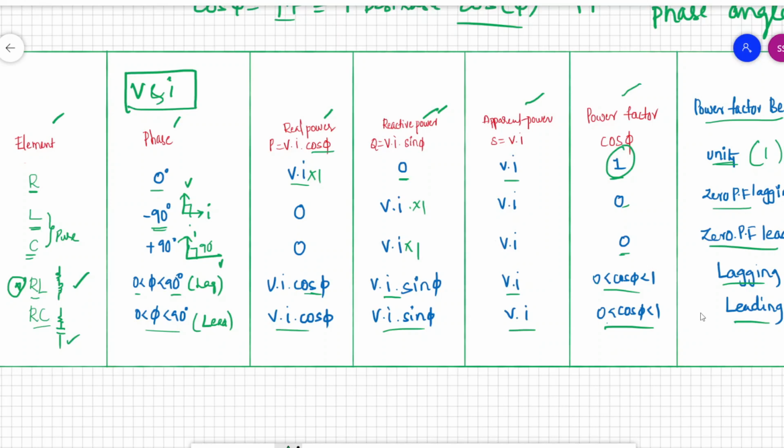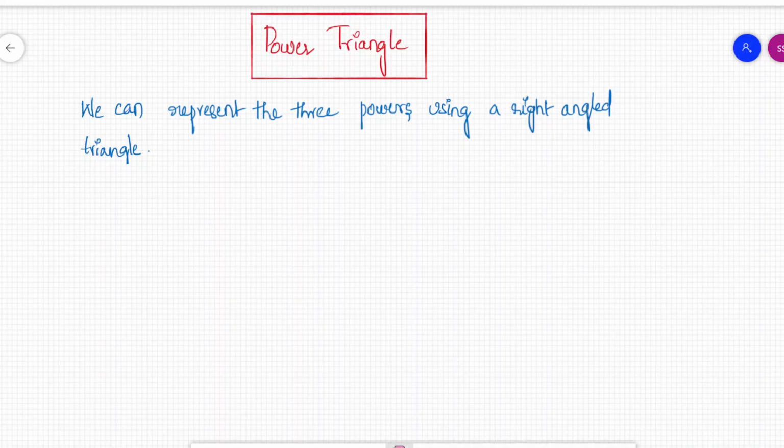Now let us try to understand the power triangle concept. Here we can represent the three powers we have, real power, reactive power, and apparent power, P, Q, and S, using a right angle triangle. The power triangle will be different for two types of loads. We have RL type, that is inductive type load. For an inductive load, let us see what the behavior of the power triangle is.